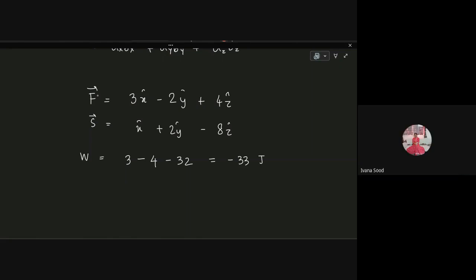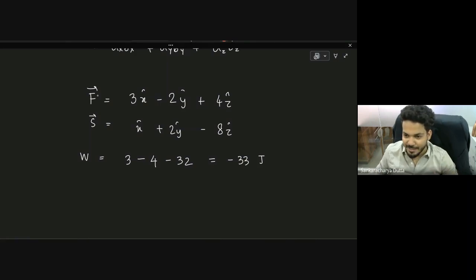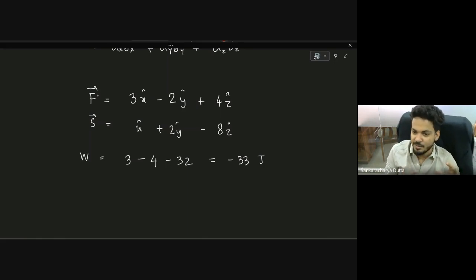Okay. Does this mean work done is happening in the opposite direction? No, it just means the value of work done is negative. Okay. Work done is a scalar quantity. It does not have a directional sense to it. Does that make sense? Yes, sir.